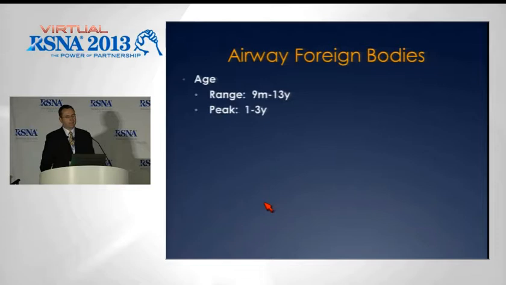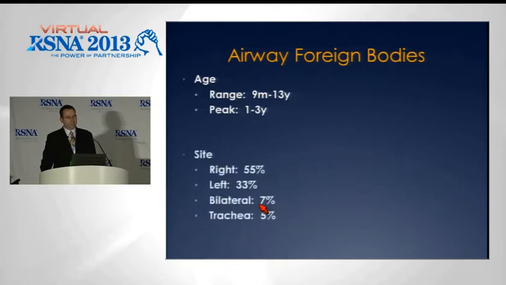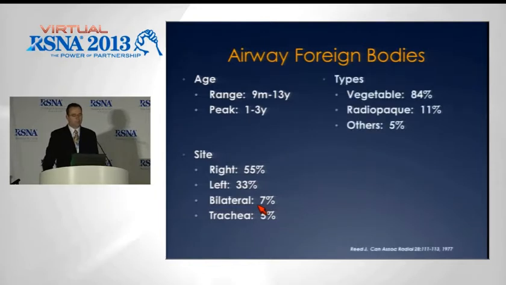So with airway foreign bodies, that age is 9 months to 13 years. The grasping reflex matures so much faster than the frontal lobes to say what should go in the mouth and what should not go in the mouth. The peak is 1 to 3 years. The site is the right mainstem, more frequent than the left mainstem, and vegetables, non-radiopaque vegetables, being the most frequent. Now, I was told when I was in medical school that 50% of what I learned was no longer going to be true, but I did learn that peanuts go down the right mainstem bronchus, and I look at these numbers and it seems still to be true.